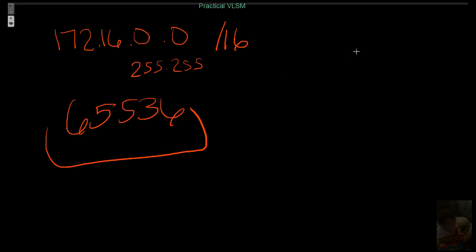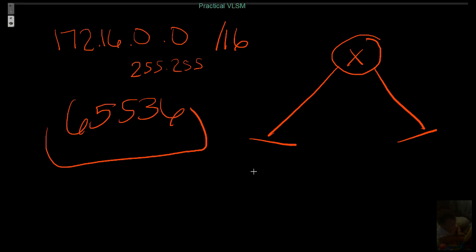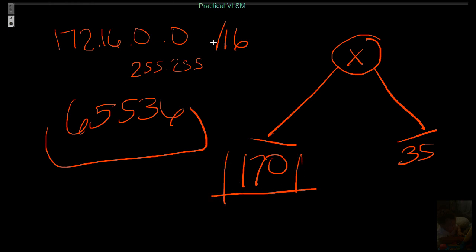But we might have something like this, a router interface that's going to come off to networks of 170 computers here, maybe another one of 35 computers here. And what we would have done up to this point is we found something to accommodate this 170. We've created that division, started with that network.